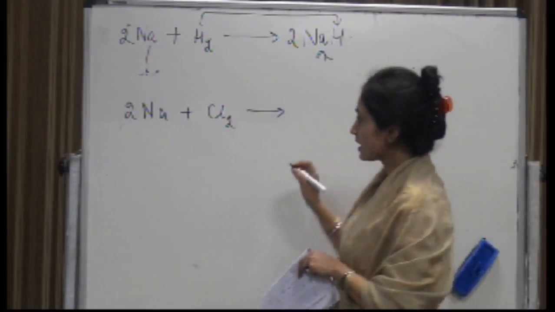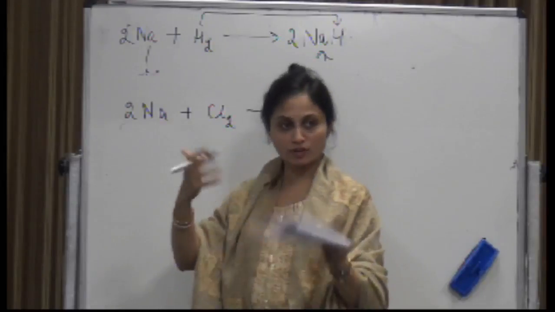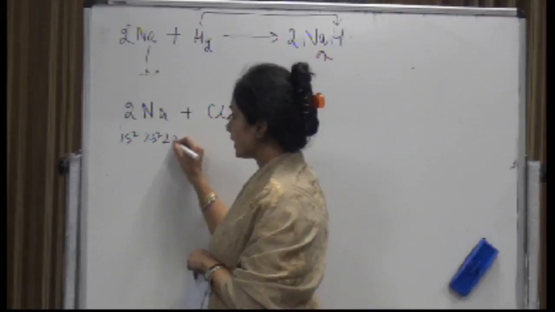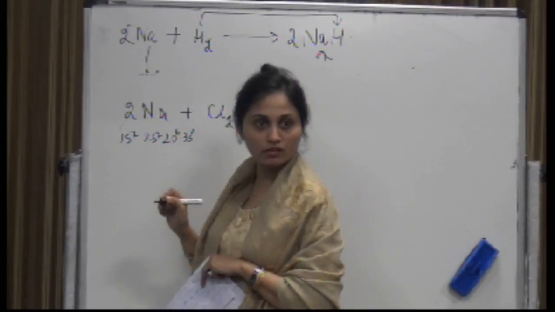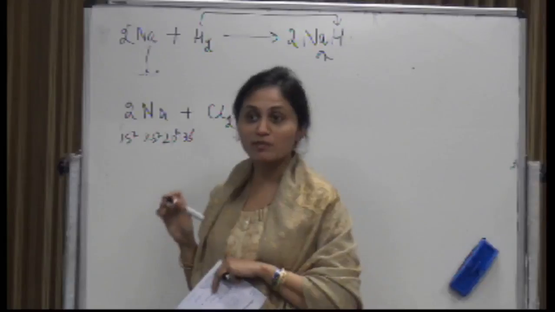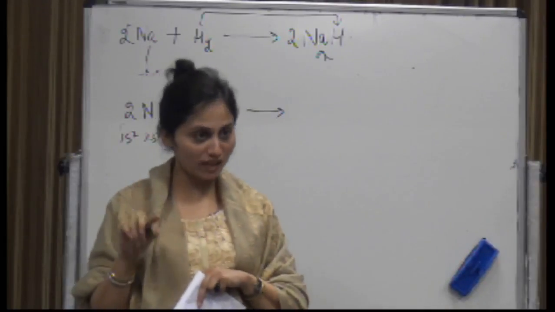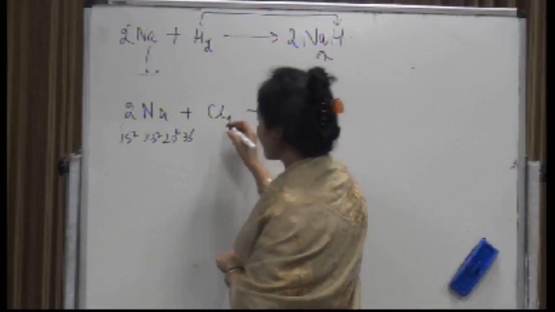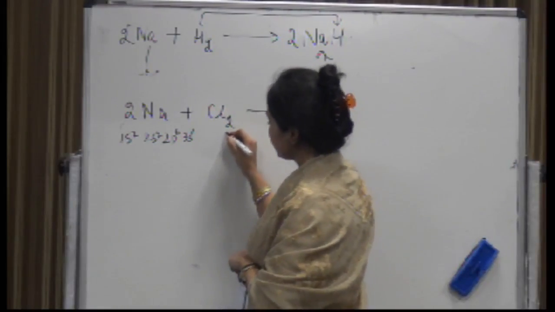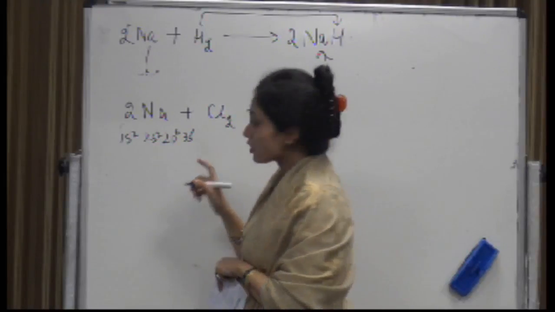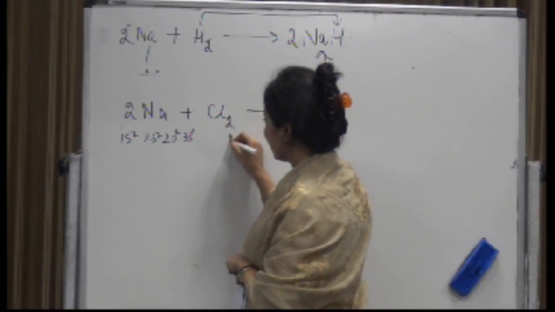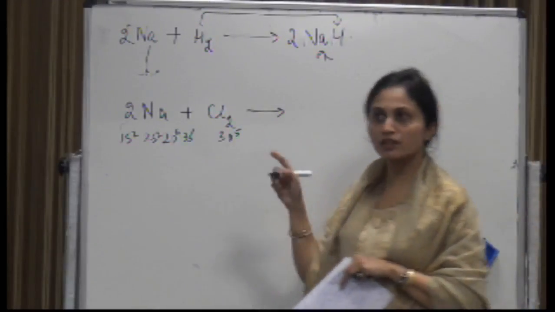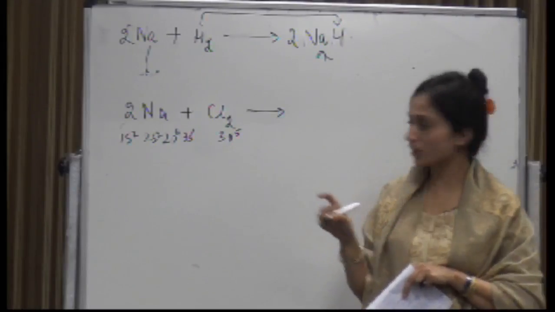Now going back to the concept of inorganic chemistry that we've done, 1s2, 2s2, 2p6, 3s1. Sodium is 11, so 1s2, 2s2, 2p6 and 3s1. For chlorine, which is 17, it will be 3s2, 3p5.